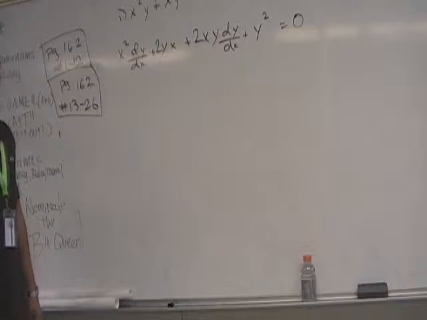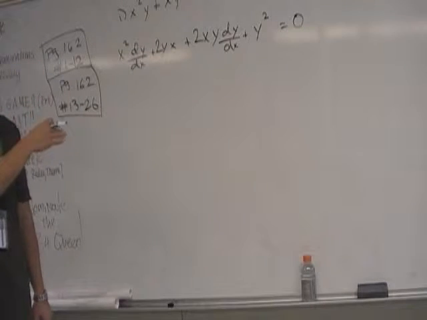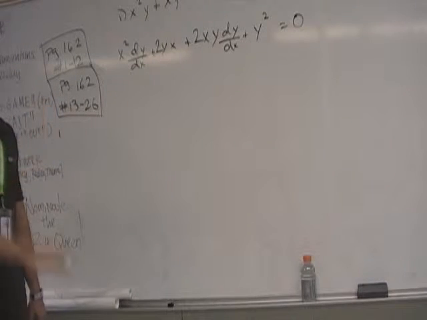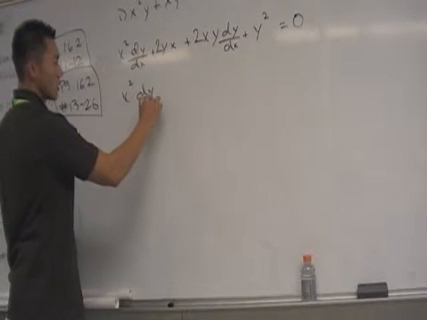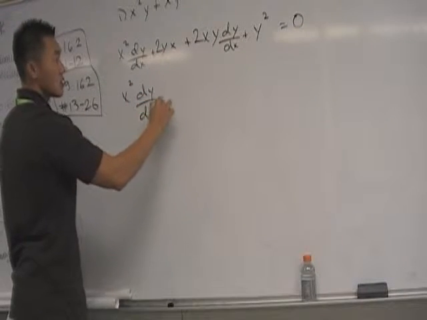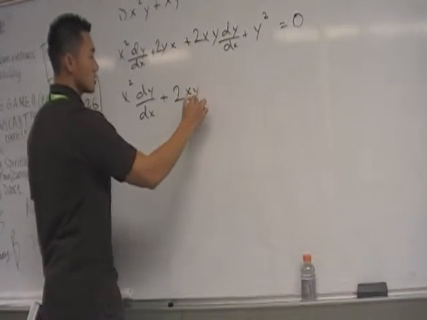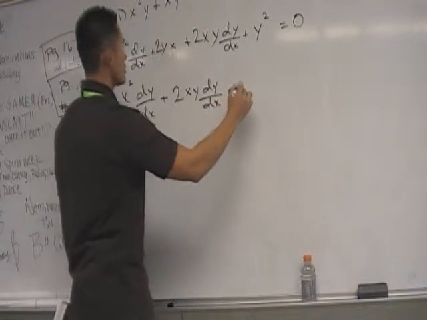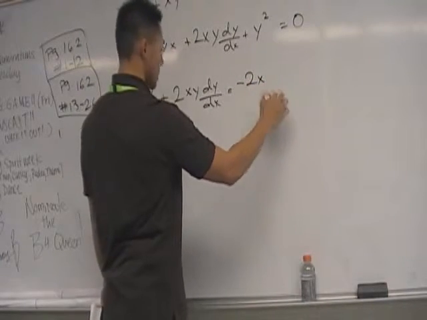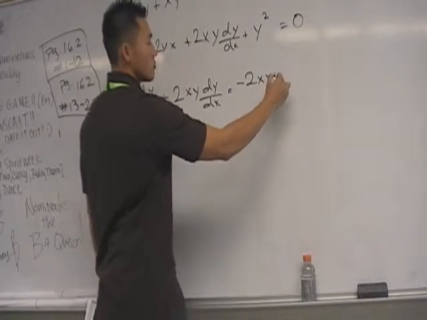Okay, now we need to solve for dy dx. So let's keep everything with dy dx on the left. Everything else goes on the right. So x squared dy dx plus 2xy dy dx equals negative 2xy minus y squared.